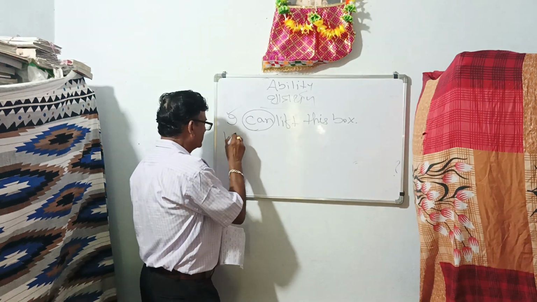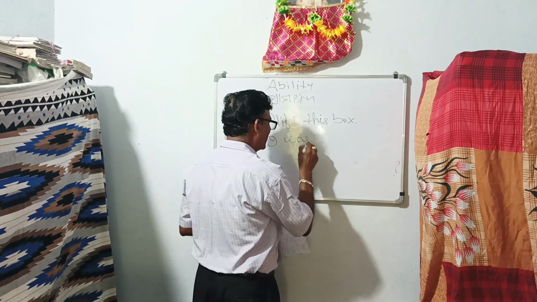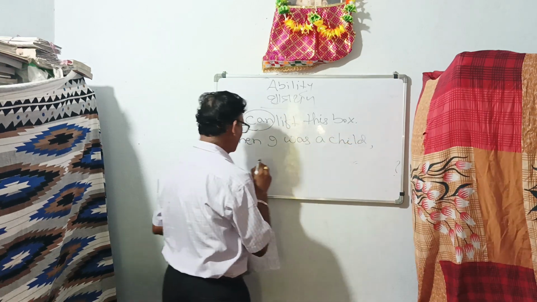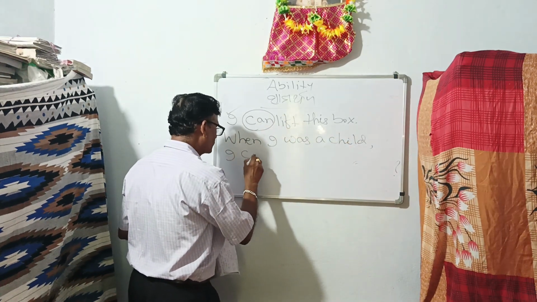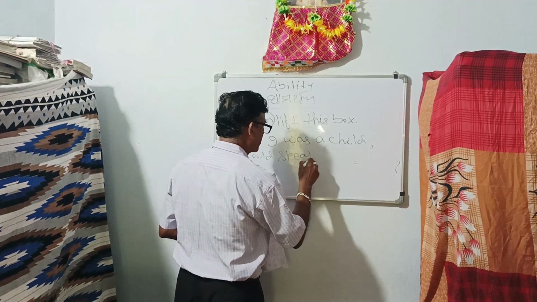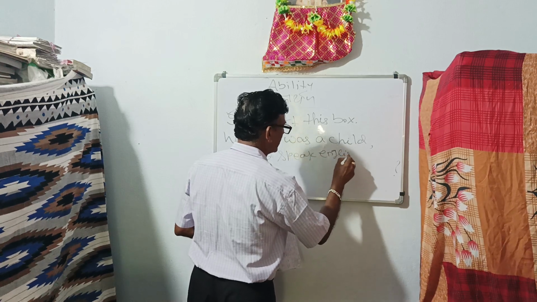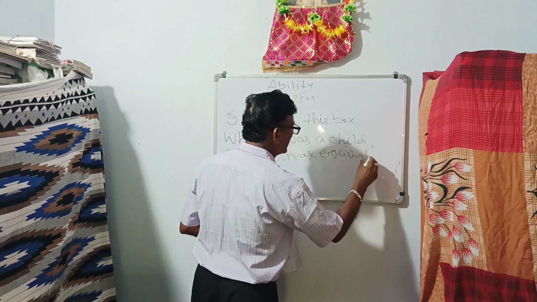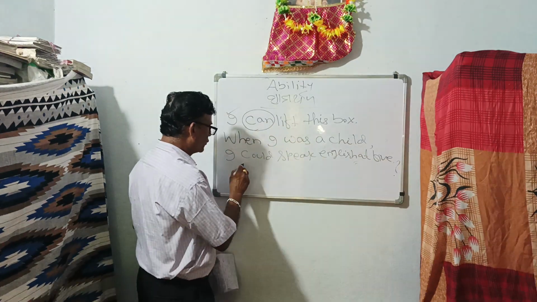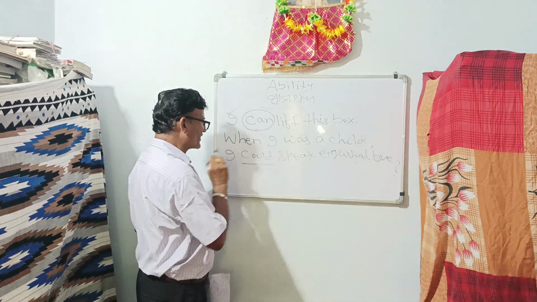When I was a child, I could speak English. I could speak English at 5. Here, could is the modal auxiliary verb. It expresses past ability.